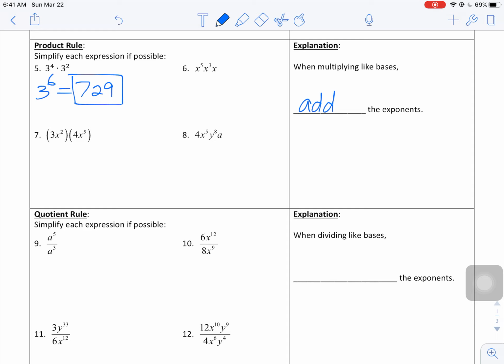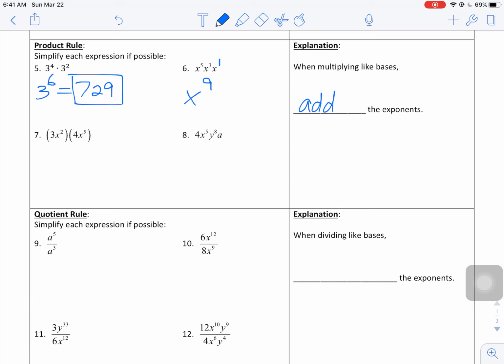So now that you've tried 6, the big thing that people always mess up on this one, that last x is x raised to the invisible 1. So if you don't see an exponent, there's an invisible 1 there. So I'm going to add 5 plus 3, which is 8, and then 8 plus 1, which is 9. So that is it for that one.